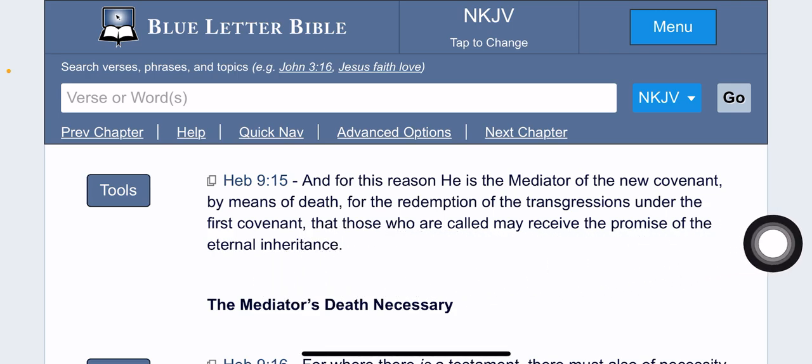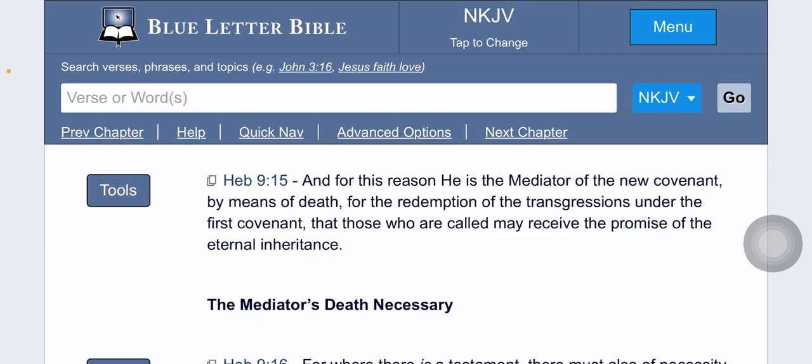eternal inheritance. Now I want you to remember the book of Exodus chapter 25, 22 that we read, and the book of Numbers 7, 85, when Moses walks into the tabernacle and he heard a voice coming from the mercy seat. That was Yahawashi. He was the mediator between the sons of Israel and Yahawah power. So Yahawashi is that mediator, you know.